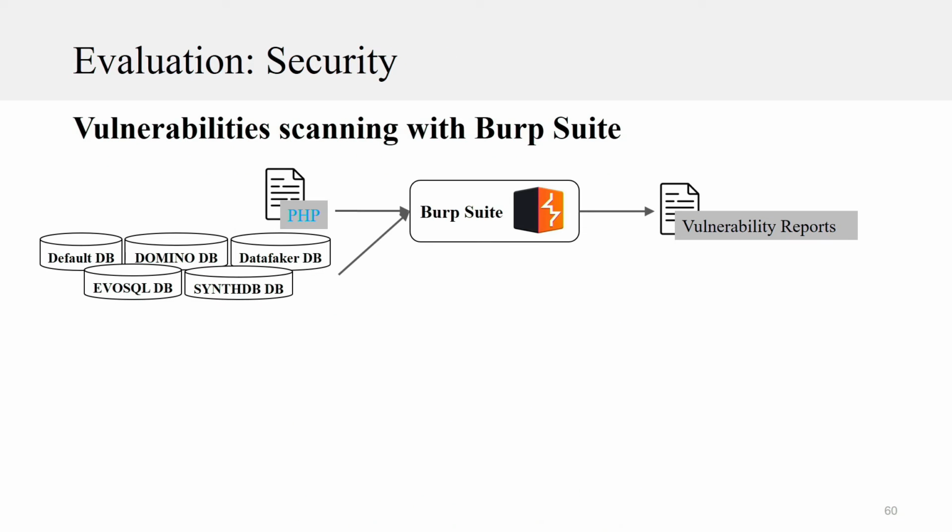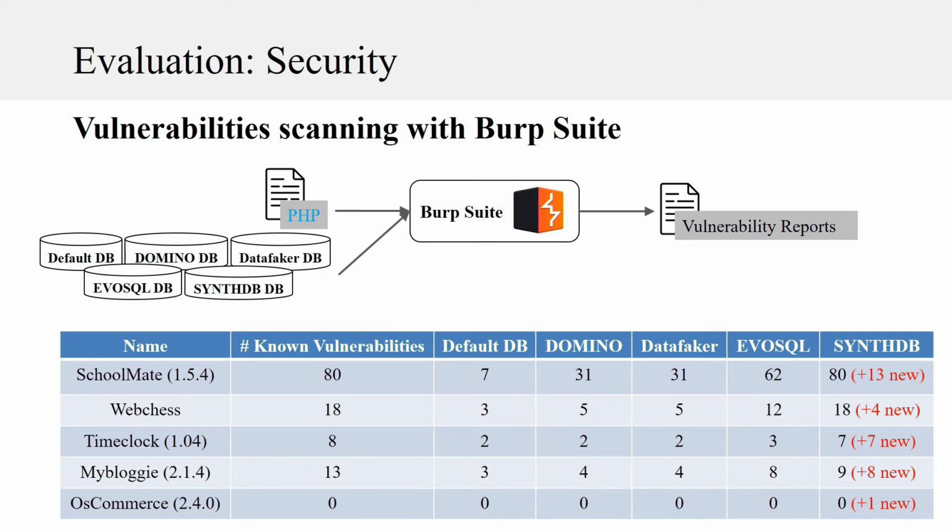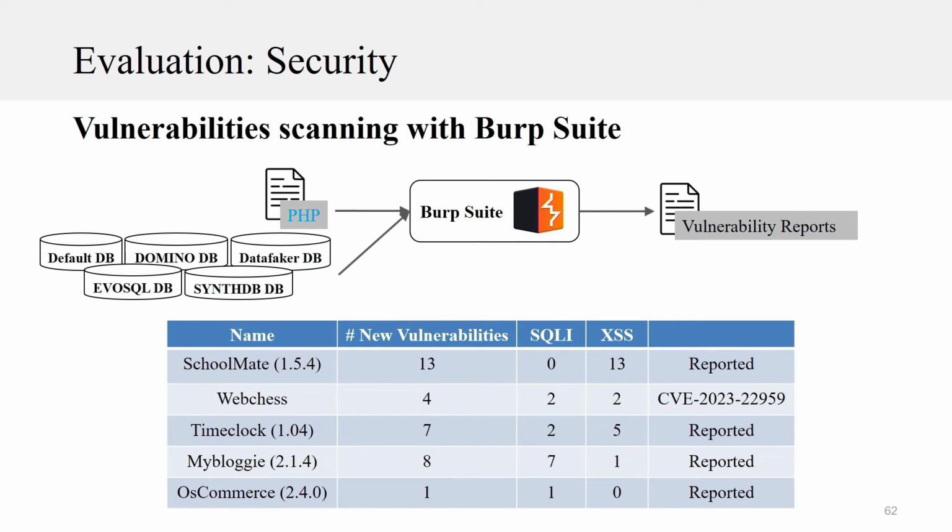We also conduct additional security analysis using a state-of-the-art vulnerability scanner, Burp Suite, to see how the synthetic database can help security testing. We scan PHP web applications with the databases generated by different techniques, and the result shows that SynthDB can aid Burp Suite in discovering most of the known vulnerabilities and discovering 33 new vulnerabilities from five web applications. Among those new vulnerabilities, SynthDB helps to find 12 SQL injection and 21 cross-site scripting vulnerabilities.